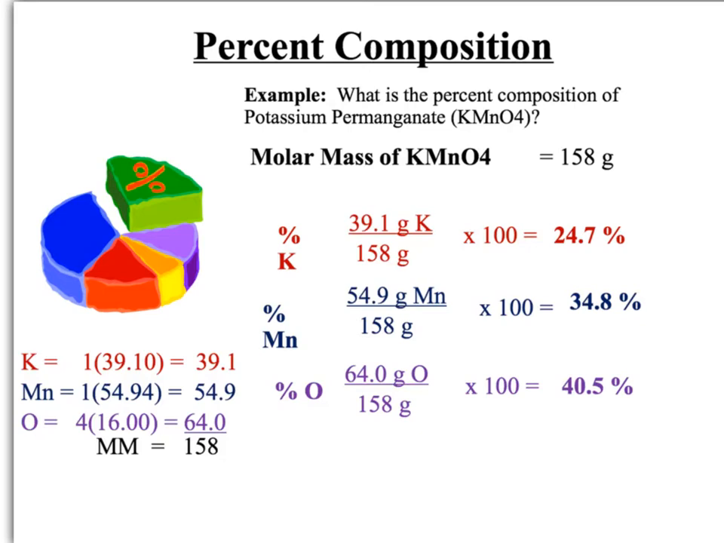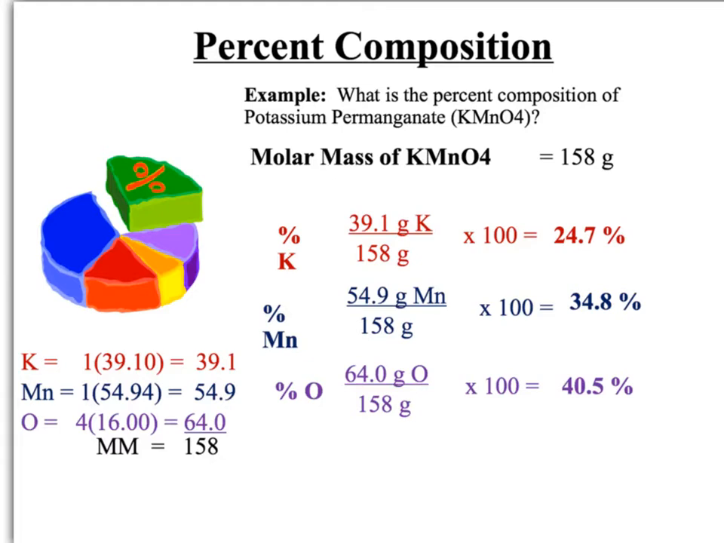Percent composition problems are chemical problems in which one determines the percent of each element in a given compound. With the following example, what is the percent composition of potassium permanganate, KMnO4? The first thing one needs to do is to determine the molar mass of the chemical compound.